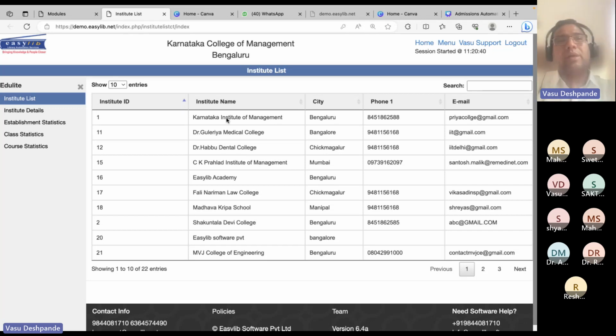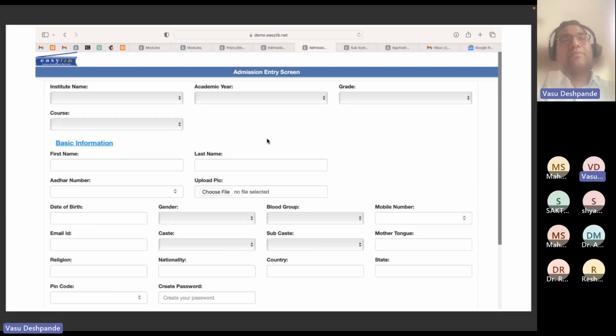So here what you are doing, you are defining different institutions. Then you will define courses. Then you will define which organizations, which courses you are offering. Okay, so that you do, then the students will be able to go to this screen, choose the institute of yours where they want to apply, and academic year. By default, it can be this year. But if you happen to take the academic year admissions of next year, Easylib also has that facility, right?